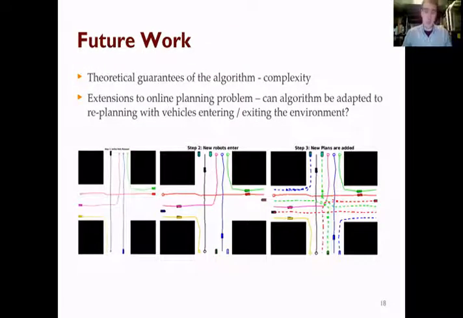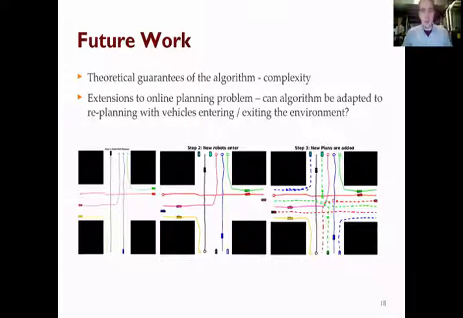So in conclusion, the work that we've shown, I think is fairly promising, but it has some shortcomings that we'd like to address. One of which is theoretical guarantees of the algorithm, which we don't expect to be too different in terms of complexity from DRT star, but we would like to give exact theoretical guarantees on the completeness as well as the complexity of the algorithm.